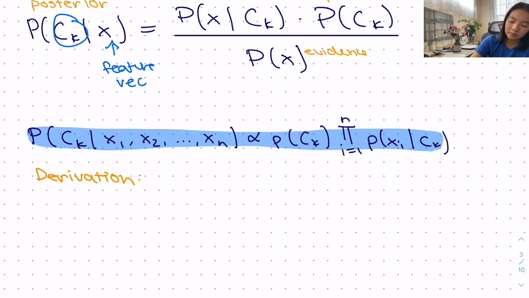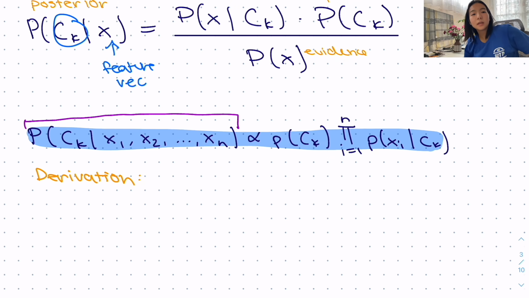Let me use a different color. What is this side of the equation asking? It's asking, what is the probability that we are in some class CK, given that this is my first input, this is my second input, this is my third, fourth, this is my nth input. So let's say that our classification is, do we play soccer today or not? And let's say our X's are, how much wind is there? How much rain is there? And what day of the week is it? So let's say that it's raining, it's not windy, but it's Wednesday. Do we play soccer or do we not?